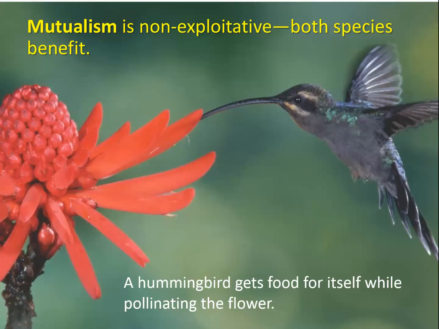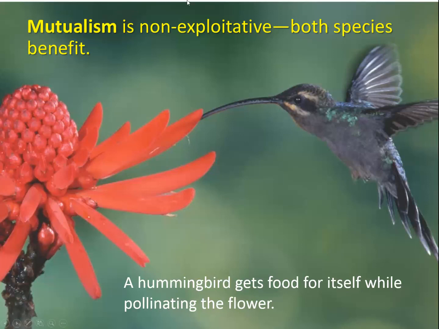And mutualism is non-exploitative. Both species benefit. So if you think about mutual, things that are mutual means it goes both ways. If you have a mutual understanding with somebody, you both understand things the same way. So you get in a fight with somebody, but then you come to a mutual understanding of why the other one did what they did. That would be kind of a back and forth equal experience or equal understanding.